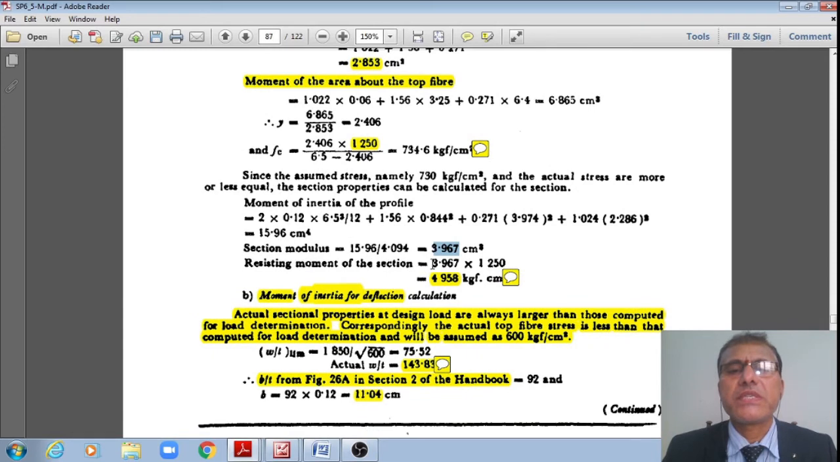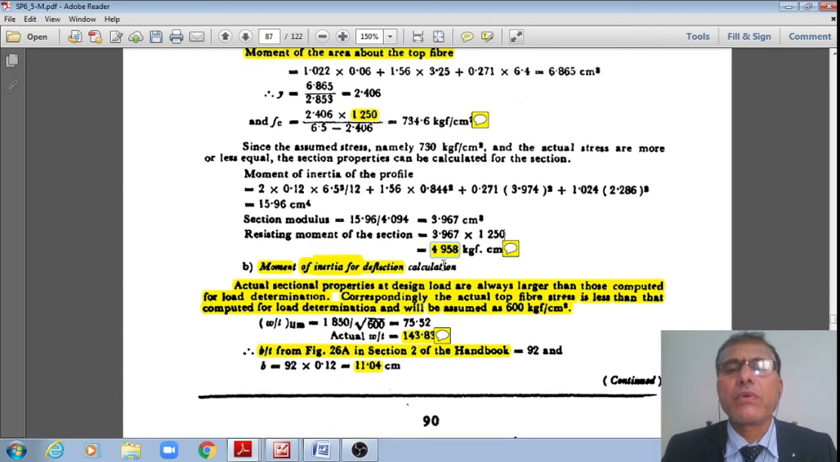Therefore, the moment of resistance of this section M is equal to Fz. F, the permissible stress, we can permit up to 1250 as per this code, and Z is equal to 3.967 centimeter cube. Therefore it now works out 4958 kg force per centimeter, right? Kg force means multiplied by 10, centimeter is also 10. Therefore if I multiply with 100 and divide with 10.6, I'll get this in terms of kilonewton meter, very small value, 0.4958 kilonewton meter, very small moment of resistance, right?